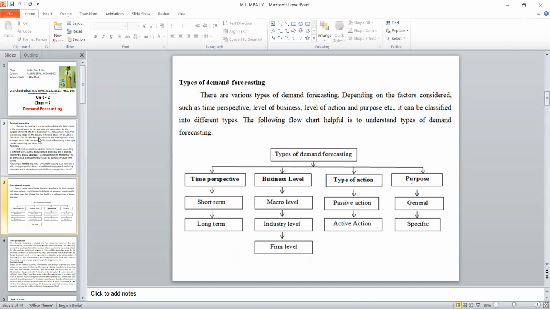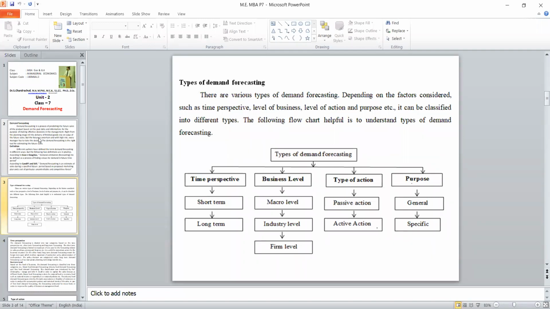Totally, we have 9 types of demand forecasting. In that, 4 factors are considered. Based on time, it may be classified into 2 categories, short term and long term. Based on the business level, it may be individual level, industry level or macro level. Based on the type of action, whether it is aggressive or defensive, so passive action demand forecasting and active action demand forecasting. Finally, the objective: what is the purpose of demand forecasting, whether it is a routine one or a particular task. So it is classified into 2 categories, general demand forecasting and specific demand forecasting. This one we have already discussed in the last class.